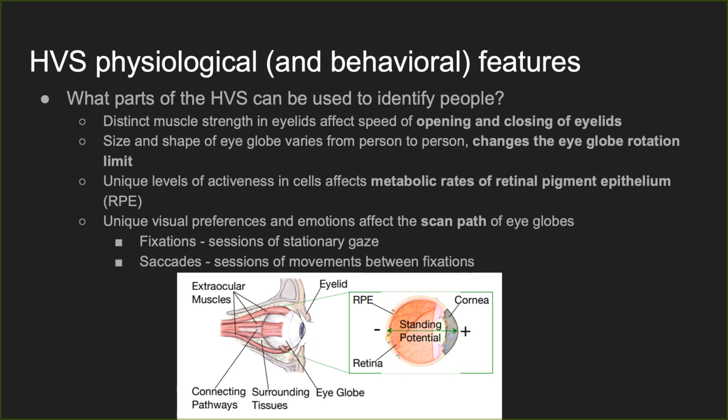In addition to that, we have metabolic rates of the retinal pigment epithelium, which shows that there are unique levels of activeness in the cells right behind your retina. These essentially transfer nutrients into your eye, and they also dispose of waste. And there are also more behavioral features, such as the scan path of the eye globes. They characterize these as two categories called fixations and saccades. Fixations are periods of stationary gaze, and saccades are the periods in between them where our eye is moving.